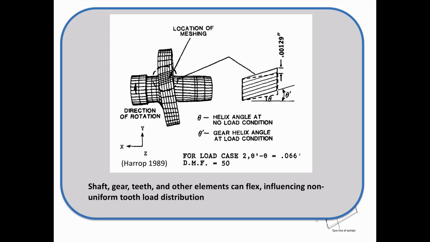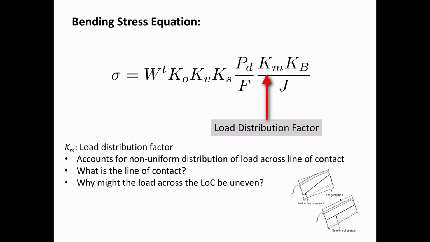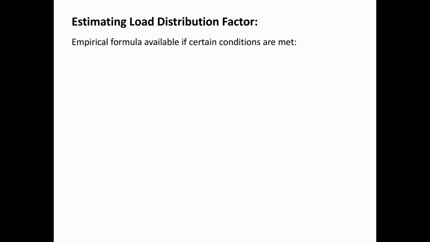Well, there are all sorts of things that can deflect. These are elastic components, not perfectly rigid. So the shaft can deflect, the gear itself can flex, the teeth can flex, and when these things flex, it can lead to a non-uniform load distribution across the tooth. And so that's what this load distribution factor is for, to account for this uneven load distribution. So how can we estimate this factor?